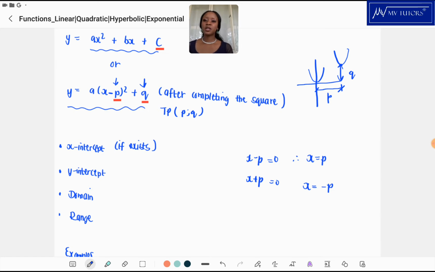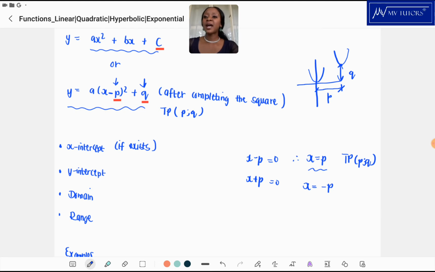And of course, if you wanted to know the turning point, I mean, P and Q, is it positive, is it negative? This is what you would use. Whatever is in the x minus P, you make it equal to 0. And whatever you get there, you would know, okay, my turning point then would be P and Q.